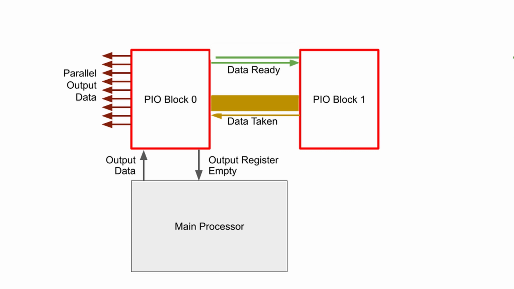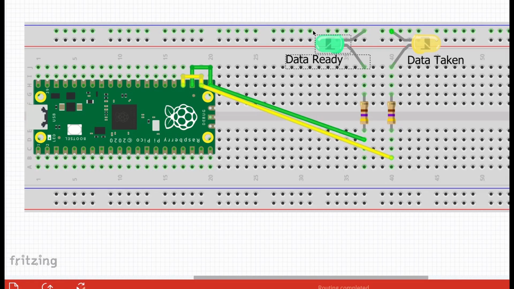When PIO block 1 senses the data ready line low, it will reset the data taken line. Note that PIO block 1 is completely autonomous with no interaction at all with the main processor. Now let's get into the demonstration.